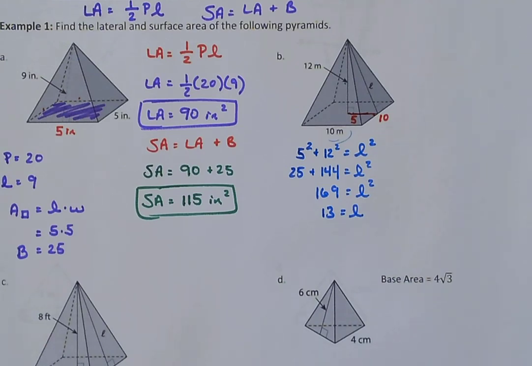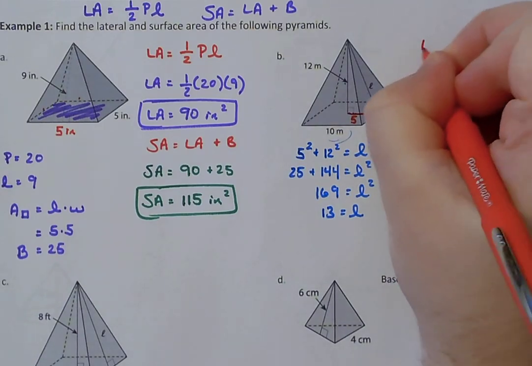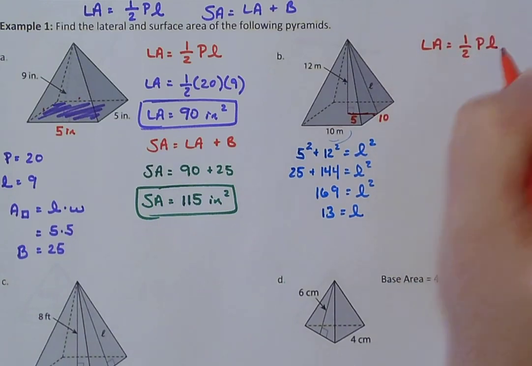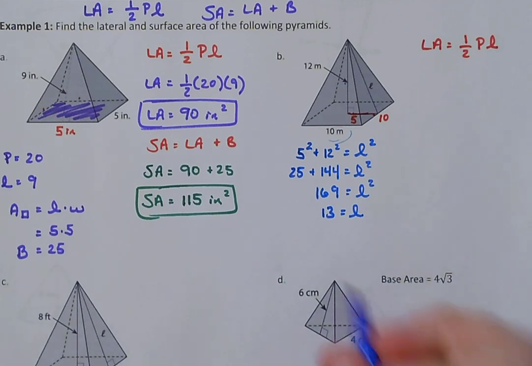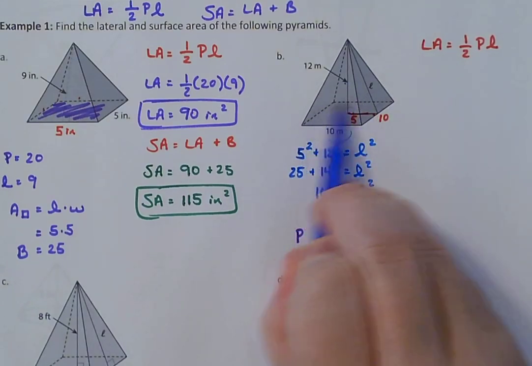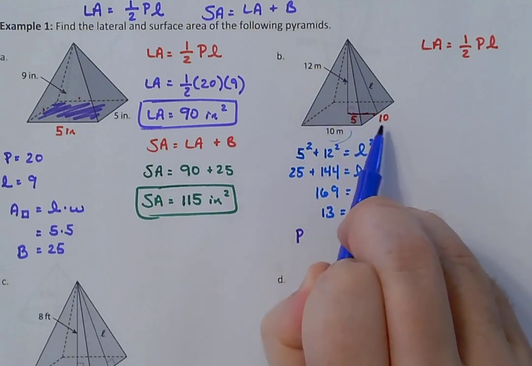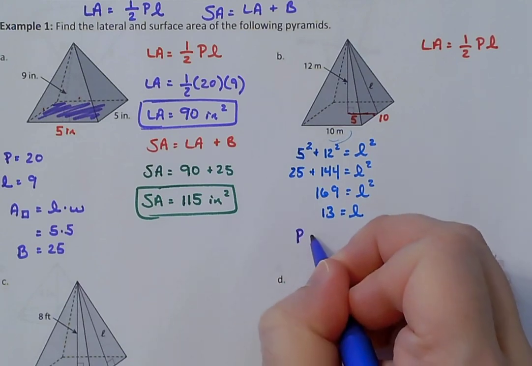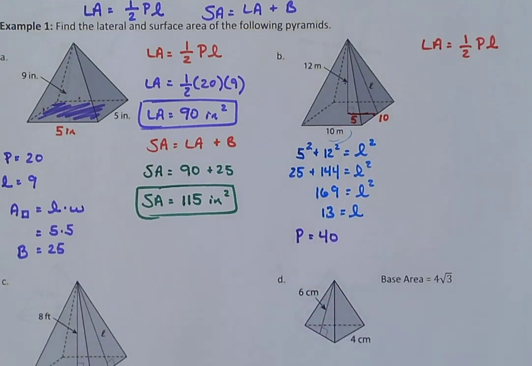Now the other thing we need to know, now that we know our slant height, if we're thinking lateral area, it's 1/2 times the perimeter of the base times the slant height. So we know our slant height, our L value, but we need to know the perimeter of our base. So we need to figure out our P value. Because these sides are 10, that means these sides are 10 as well. So it's 10 plus 10 plus 10 plus 10. When you add 10 together 4 times, we get a perimeter of 40.